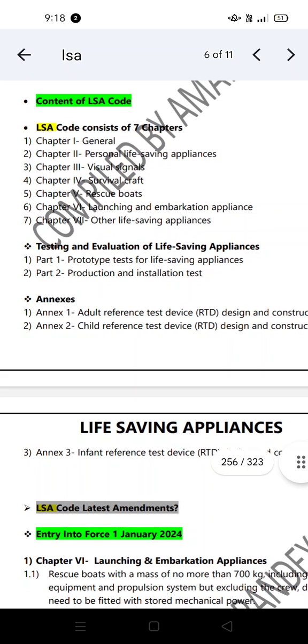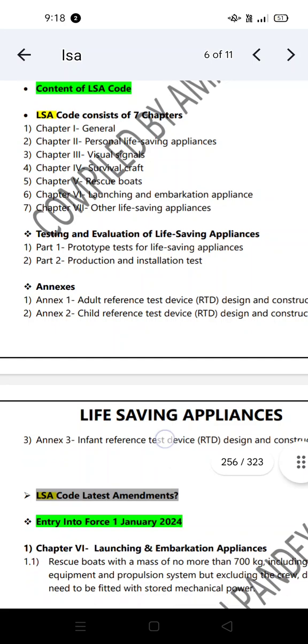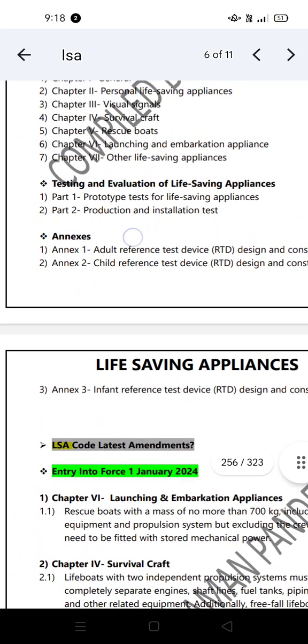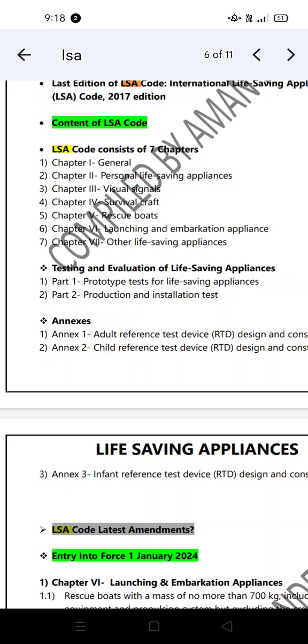So basically, what the code says is that the testing and evaluation of life-saving appliances consists of one, prototype testing of the life-saving appliances, and two, the production and installation test of the devices, and it comprises three annexes. Basically the adult RTD reference test device and construction, and so on. Production and installation test, this I missed. Launching and embarkation appliances with survival craft and rescue boat.